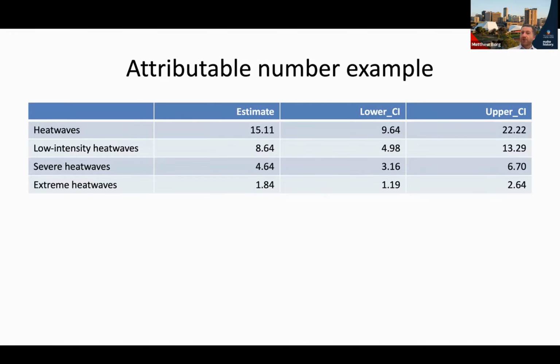We also have attributable numbers, which is basically multiplying the attributable fractions by n, which gives the number over the time period. The period was 13 years. We had about 15 for heat waves, and close to 9 for low intensity, close to 5 for severe heat waves, and close to 2 for extreme heat waves.